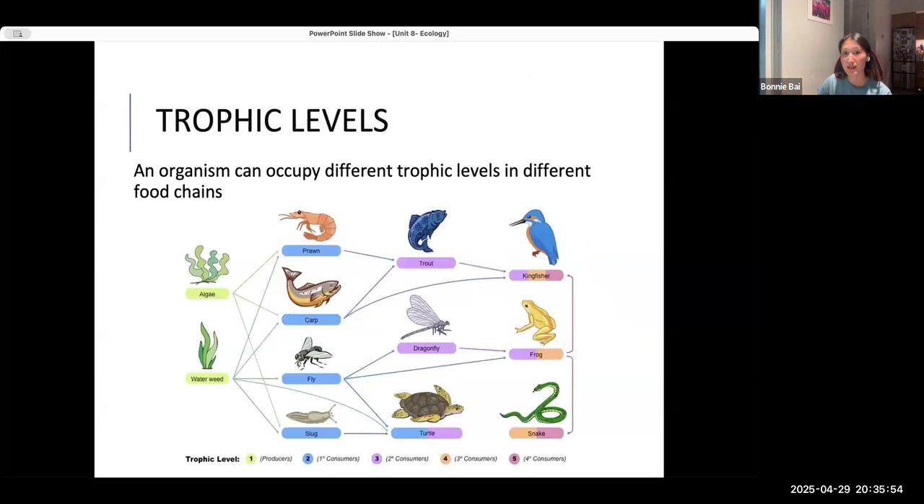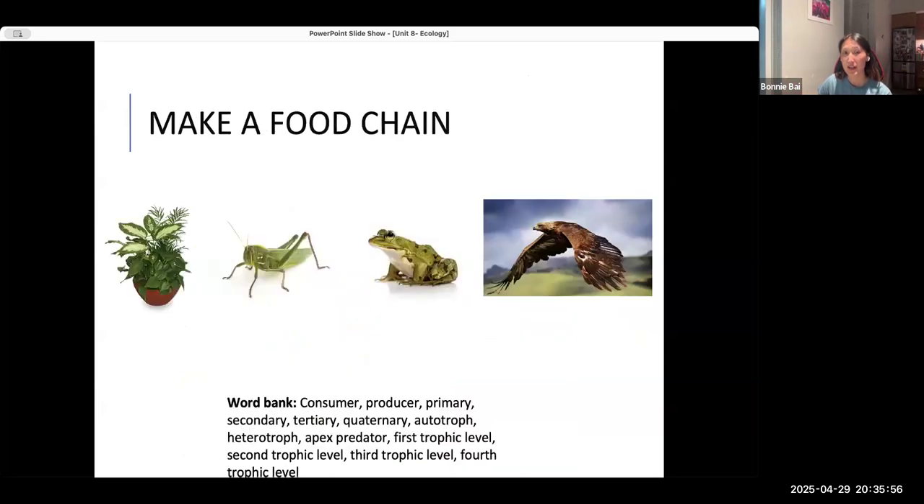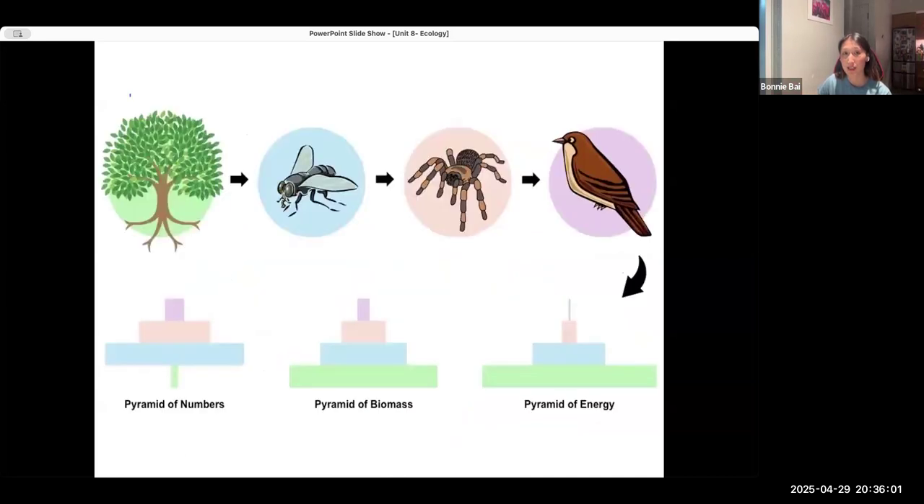Trophic levels, again, same thing. Making a food chain again. These are just the freshman slides. That's why it's so silly. Silly Toby.